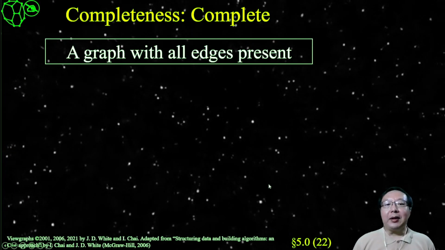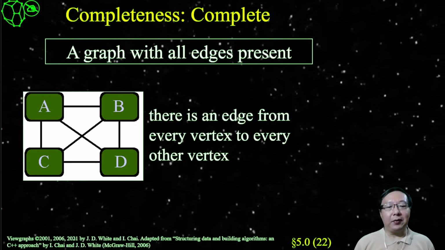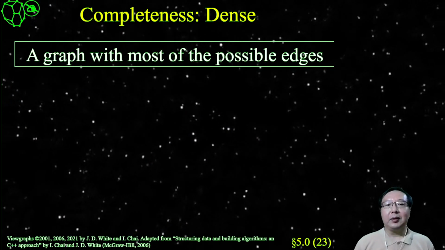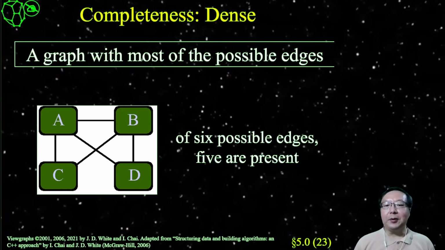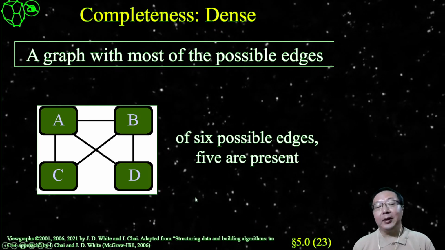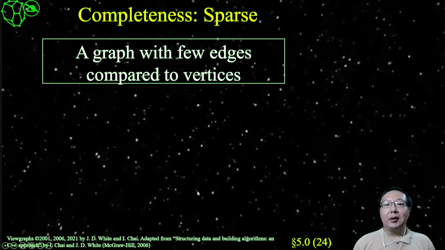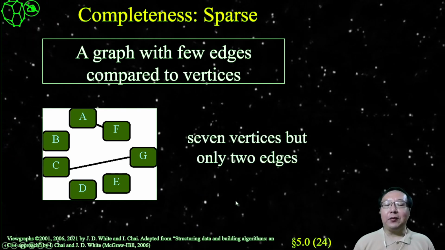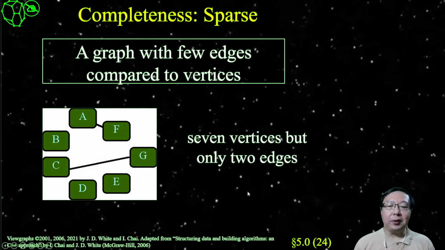So a complete graph has all the edges present. There's an edge from every vertex to every other vertex. A dense graph has most of the possible edges. Of the 6 possible edges, 5 are present in this. So most of them are there. A sparse graph is a graph with few edges compared to vertices. So there are 7 vertices, but there are only 2 edges.